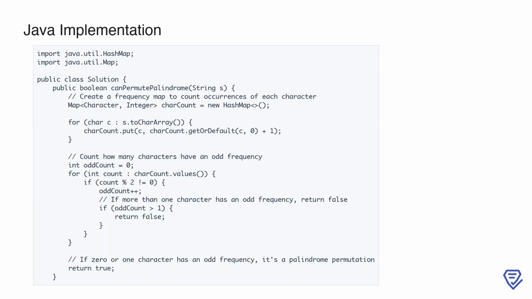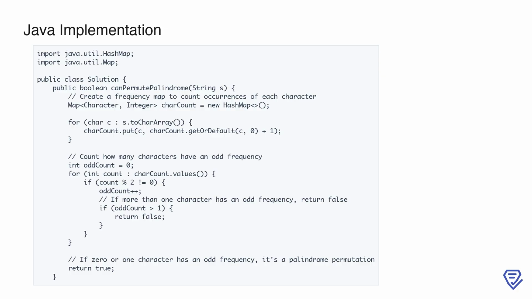Here, we start by importing the necessary classes, such as HashMap and Map, which will help us manage the character frequencies in our solution. The main method, canPermutePalindrome, takes a string S as input and determines if any permutation of the string can form a palindrome.